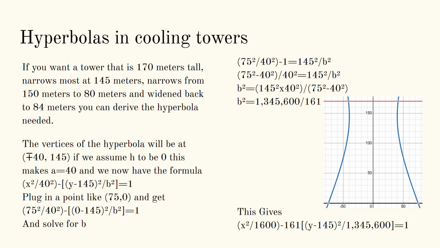This gets pretty big and messy, but after a little bit of simplification and reducing our denominators by 25, we get that b squared is equal to 1,345,600 divided by 161, which is a monstrous term. And we could square root this to get a more exact value, but we don't need to know b in this case, although it is around 90.